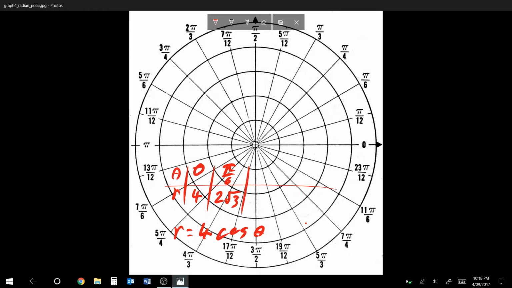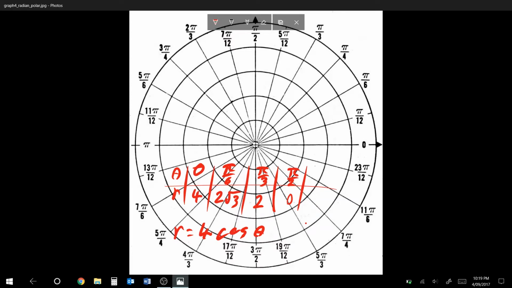Then we're going to go pi on 3. Cosine is just going to equal a half. Half times 4 is 2. Going to have pi over 2. Pi over 2 is just 90 degrees. Cosine of 90 degrees is nothing. 4 times nothing is nothing.